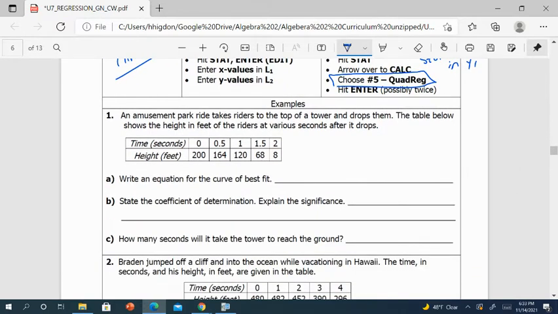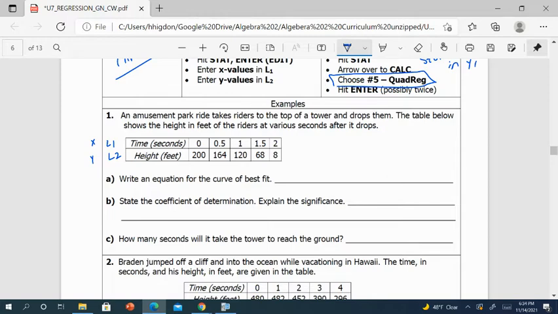Question number 1 says, an amusement park ride takes riders to the top of the tower and drops them. The table below shows the height in feet of the riders at various seconds after it drops. We're going to put this information into L1 and L2 because time is your X, height is your Y.